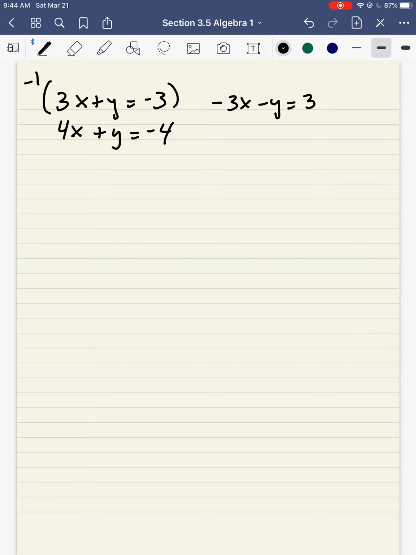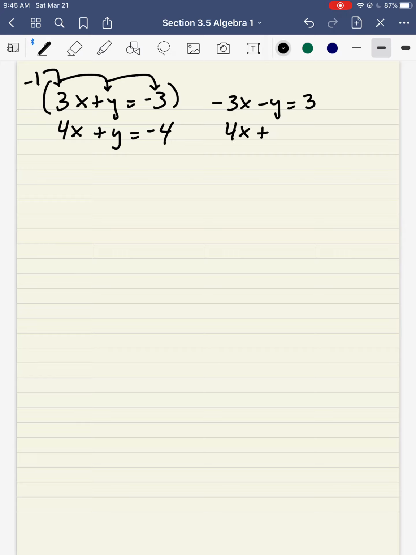Let's try one that I have to manipulate. 3x plus y equals minus 3. 4x plus y equals minus 4. Here, even though the y's both have a 1, they're both positive. So if I add these up, I'm going to get 2y. It's not going to make a 0y. So I'm going to multiply the top equation by a negative 1. So I'll switch the sign on that top y. So minus 3x minus y equals a positive 3. Notice the minus 1 was distributed over every single term.